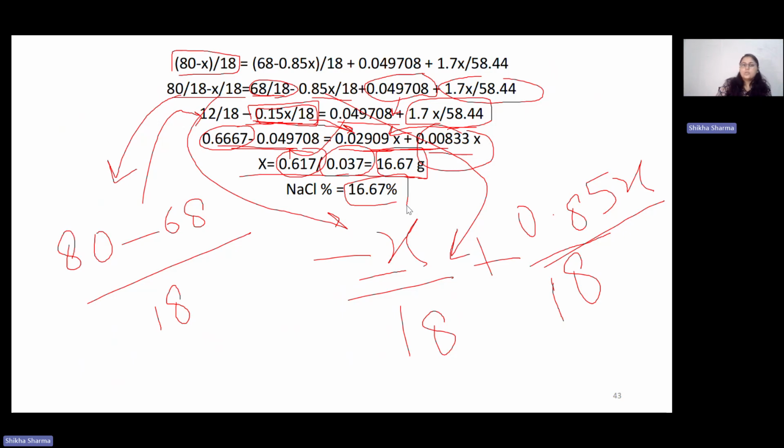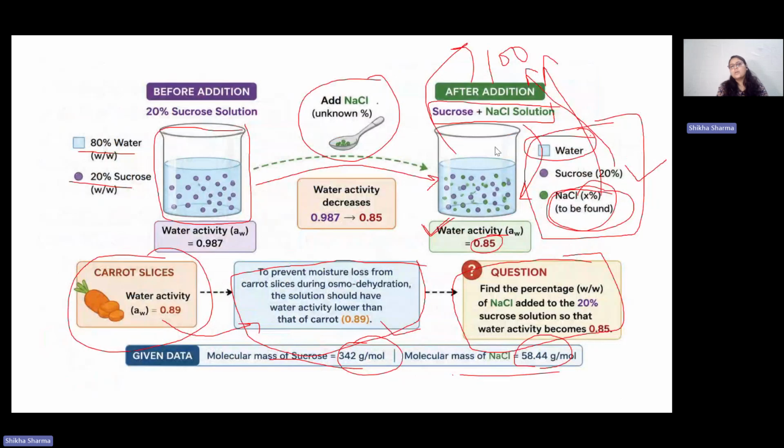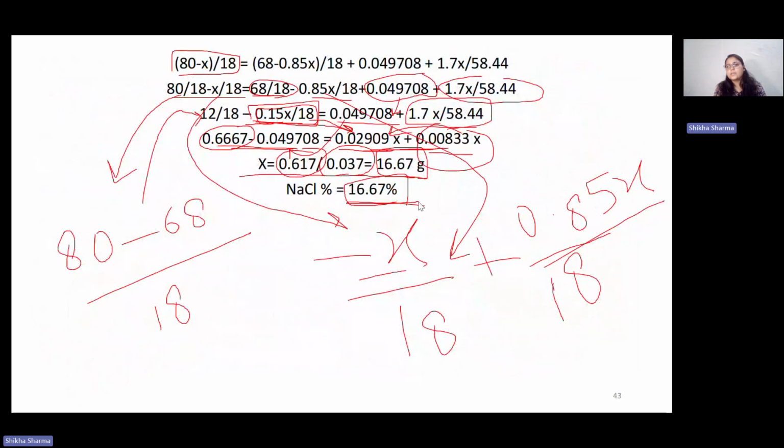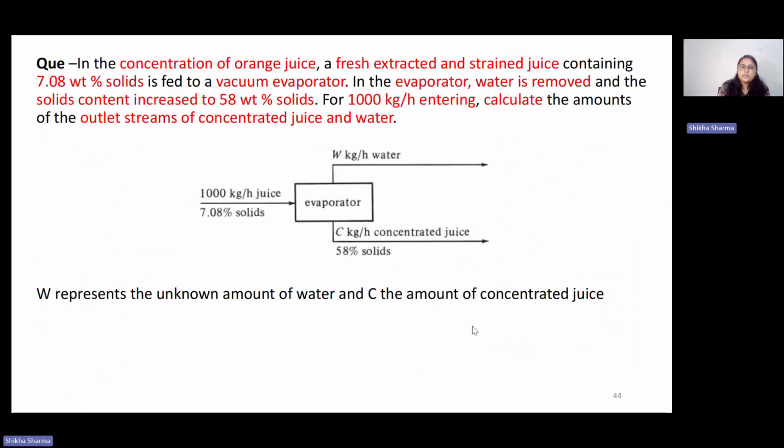percentage. So the answer is, when we are in this solution, we are adding, basically in sucrose solution, we are adding this 16.67 percentage of the NaCl. I hope this question is clear to everyone.